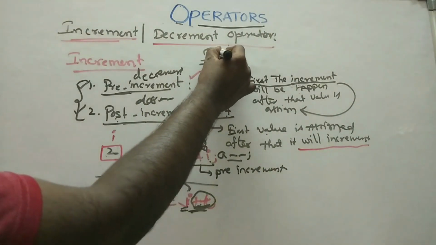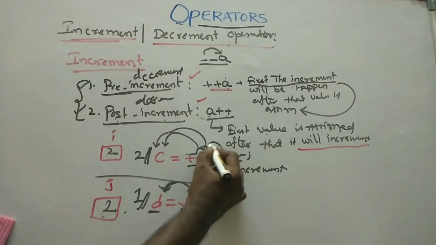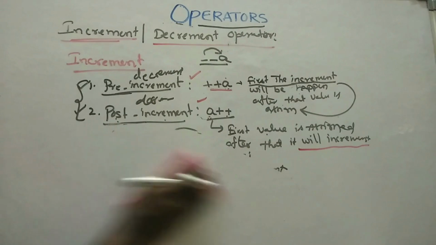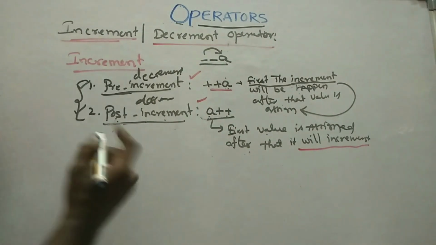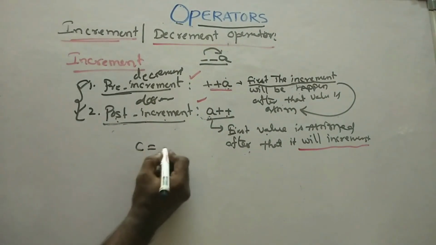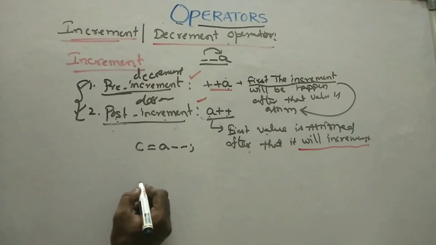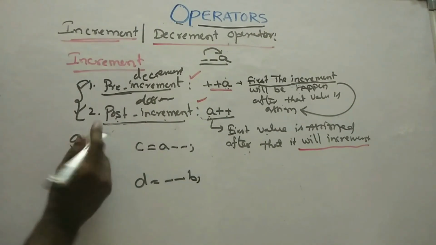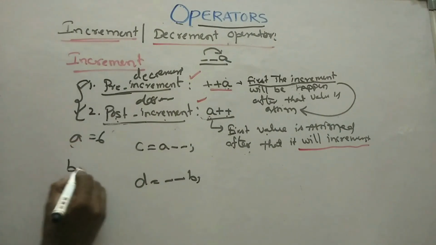That again, value is assigned. Post decrement: first the value is assigned and then it is decremented. I will explain with one example. The definition is the same. For the explanation, suppose c = a--, and d = --b. Suppose a is 6 and b is 4.